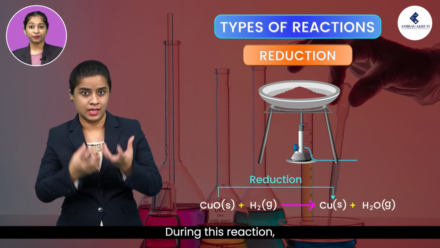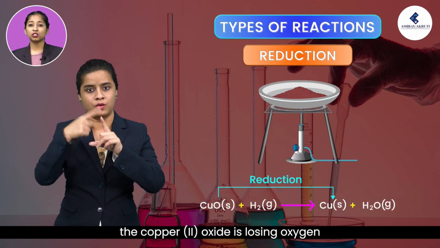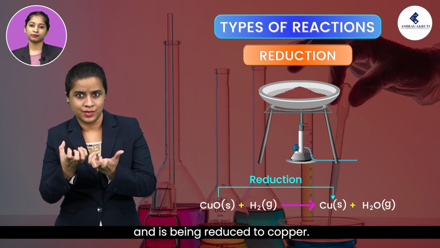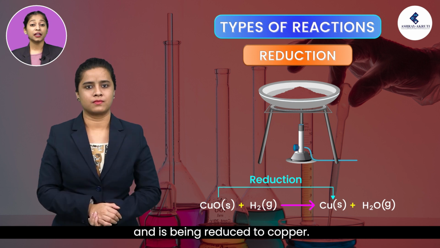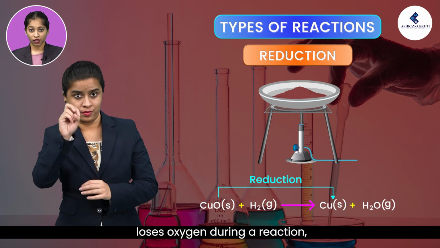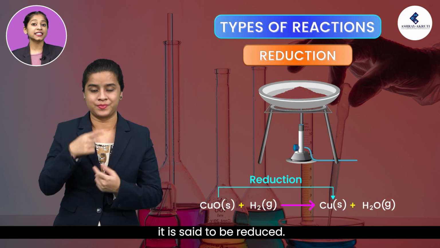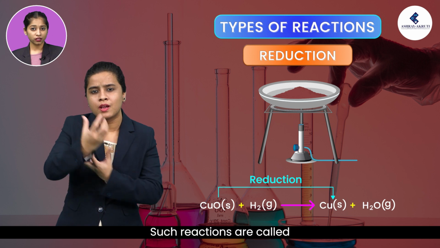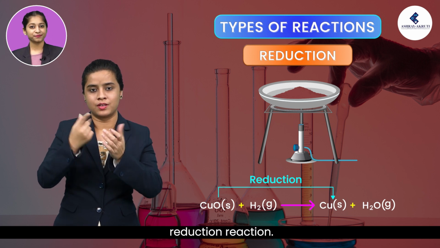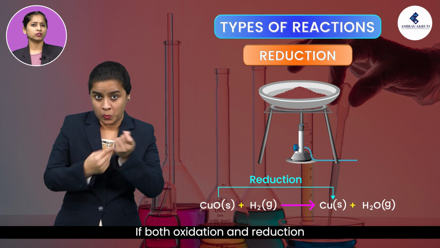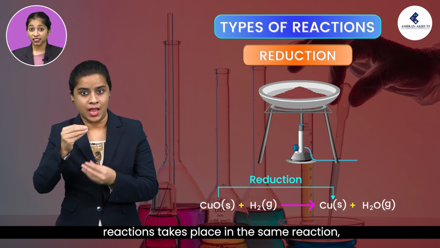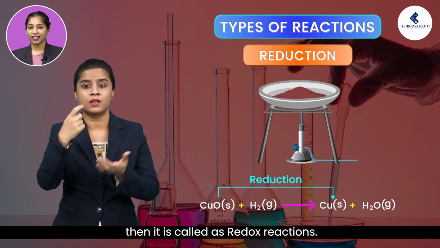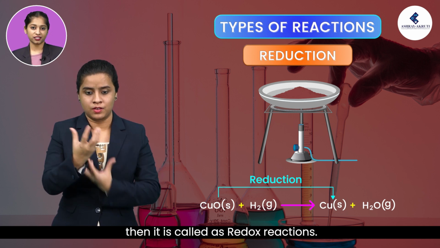During this reaction, the copper oxide is losing oxygen and is being reduced to copper. If a substance loses oxygen during a reaction, it is said to be reduced. Such reactions are called reduction reactions. If both oxidation and reduction take place in the same reaction, then it is called a redox reaction.